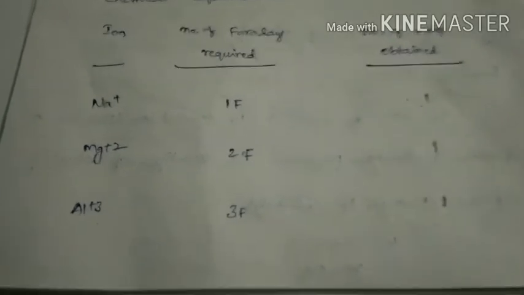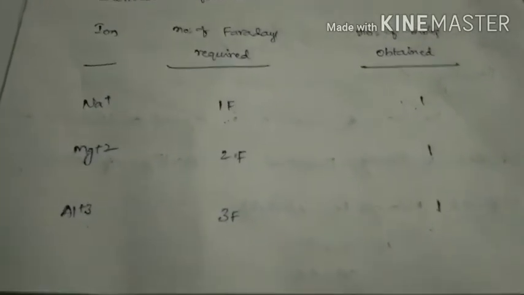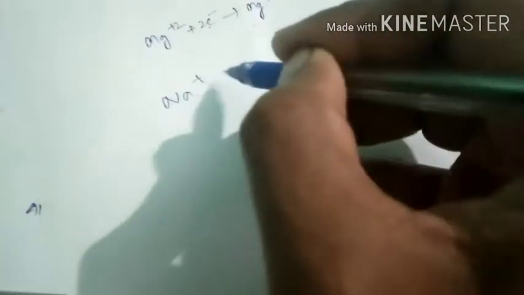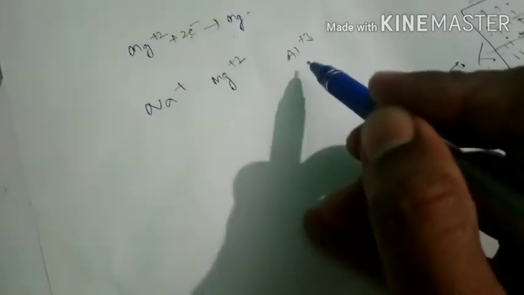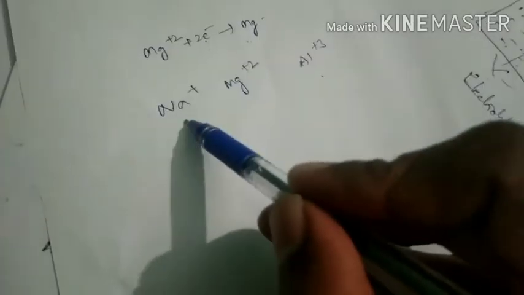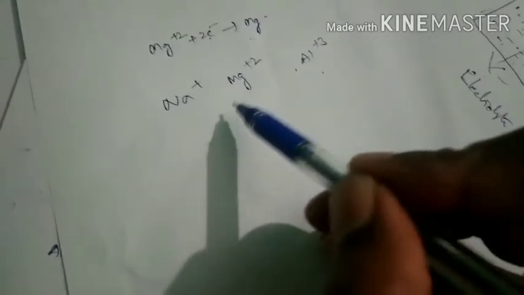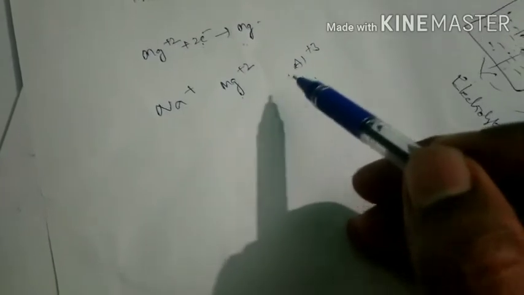Based on this, there are many questions at the competitive level. Suppose we take these 3 ions: Na plus, Mg plus 2, Al plus 3. The question may be like this: if you pass an equal amount of electricity, in which case is more substance formed? We have 3 ions, and in all 3 cases we pass an equal amount of electricity. In which case is more substance formed? That is the question.